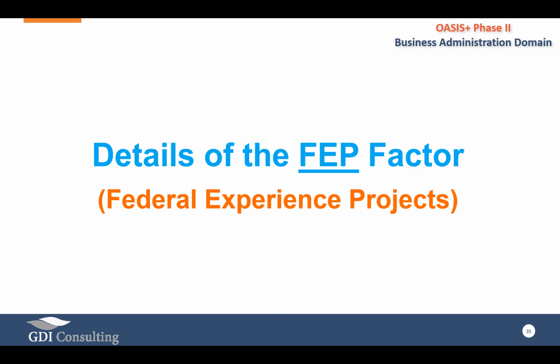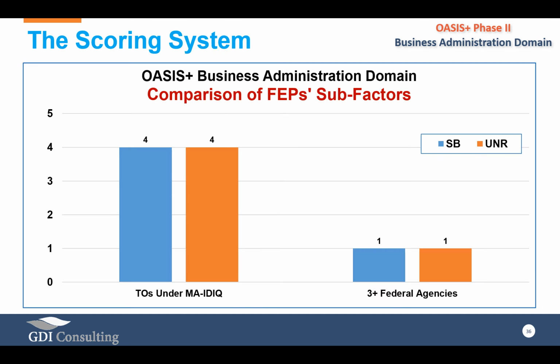Now let's consider the second main score factor, the FEP, or Federal Experience Projects. The name is on it, Federal Experience Projects, so it means that you can't use commercial contracts, you can't use subcontracts, even subcontracts to federal contracts. You have to be prime on that contract, and it has to be federal. Now you can see that there are 4 points for task orders, they're called, and 1 point for federal agencies. Let me go into details of these for you.